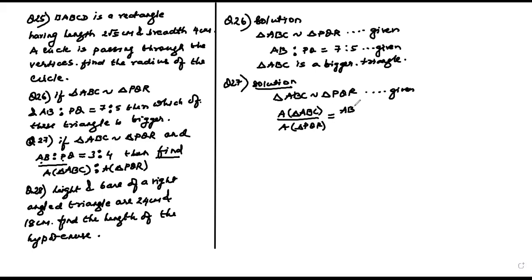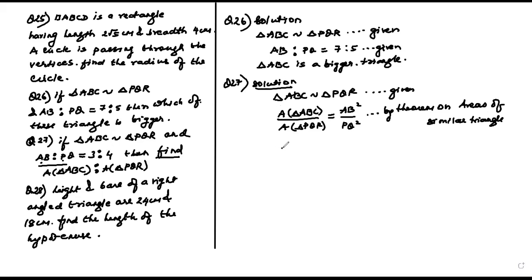So I'm going to write AB square upon PQ square and give the reason as by theorem on areas of similar triangles. Now listen here, children. We know the value of what is given in this question: AB is to PQ is 3 is to 4.